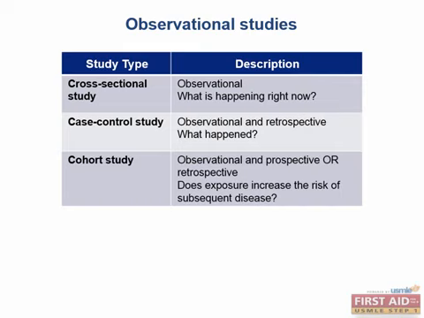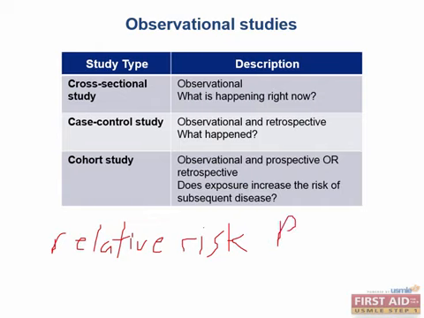The cohort is the group with the given risk factor, and in a prospective study, you follow the cohort into the future to see if they get the disease of interest. The characteristic measure for cohort studies is relative risk. This is defined as the ratio of the probability of the event occurring in the exposed group versus a non-exposed group. And what that looks like is basically just P1 over P2.